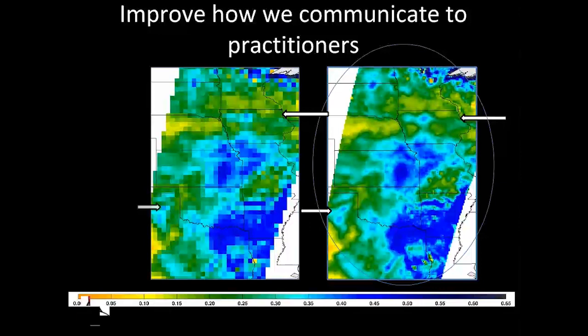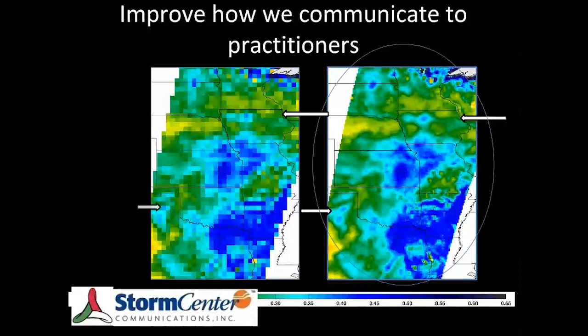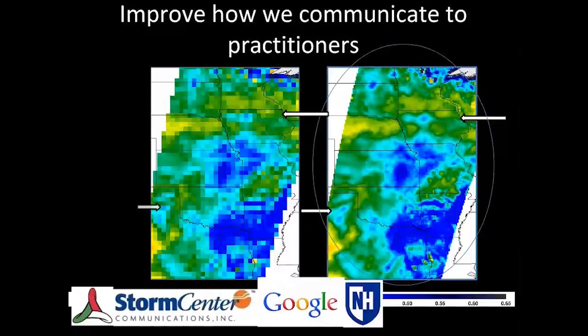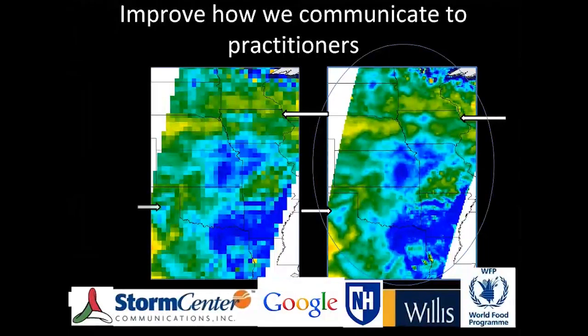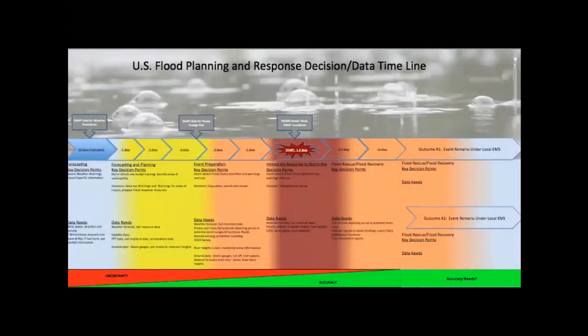That right there opens the door for flooding again, and it really enables the Civil Protection in Italy, Storm Center, Google, the University of New Hampshire, Willis Reinsurance, and the World Food Program all to continue research and applications in flood. And what I was doing a couple of weeks previous to this webinar was working with FEMA and trying to really understand in terms of flood and in terms of SMAP data.